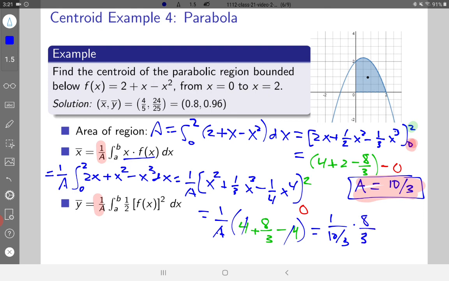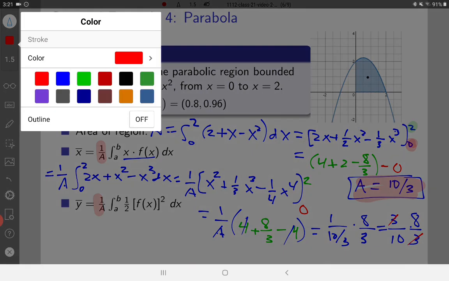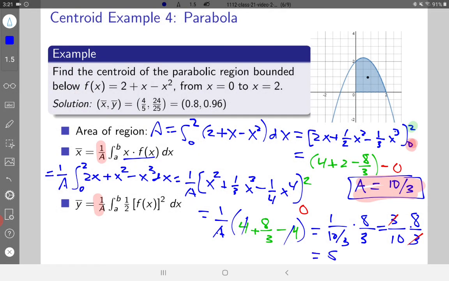Dividing by that fraction is like multiplying by its reciprocal. So I get 3 over 10 times 8 over 3. Very nicely, those 3's disappear. And I get 8 over 10, or 4/5. And that's what the x-coordinate of the centroid is.